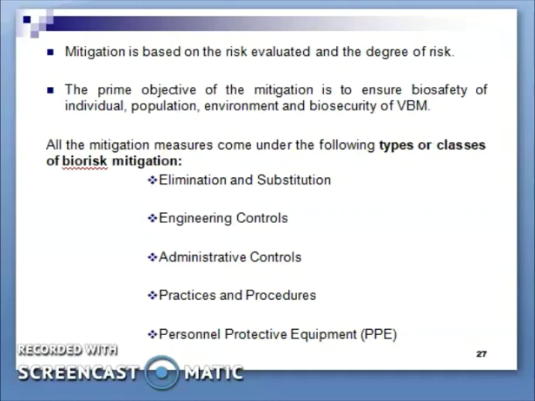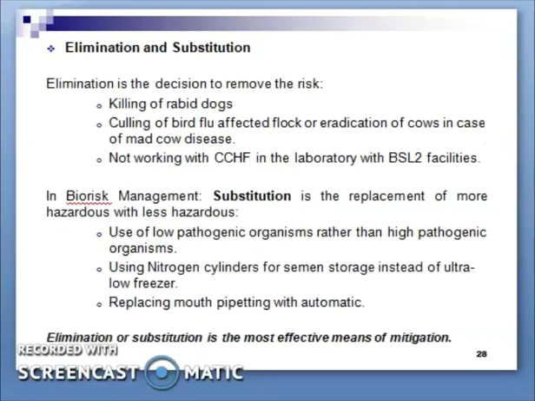So amongst the types or classes of biorisk mitigation, the first one is elimination and substitution. Elimination is the decision to remove the risk. For example, killing of rabid dogs, culling of bird flu affected flock, or eradication of cows in case of mad cow disease. And similarly, not working with Congo virus in a laboratory with BSL2 facilities.